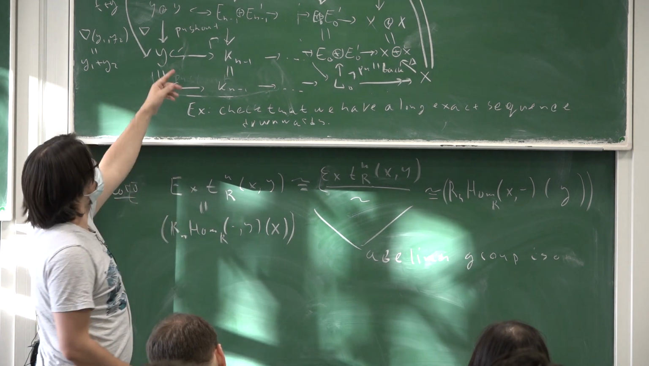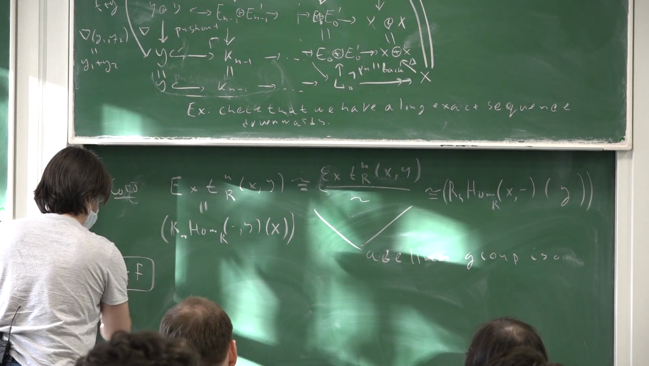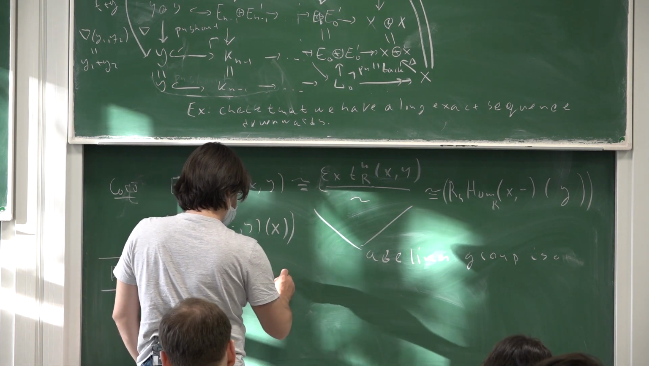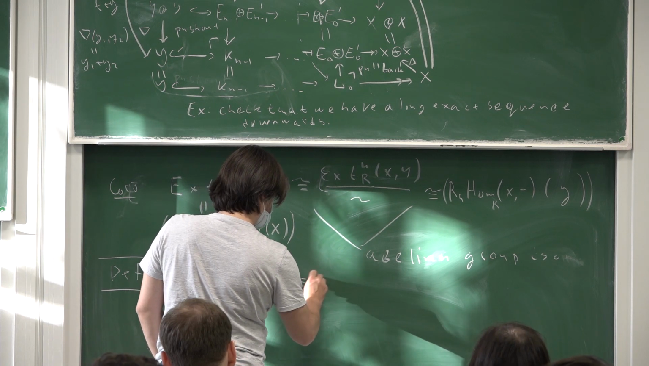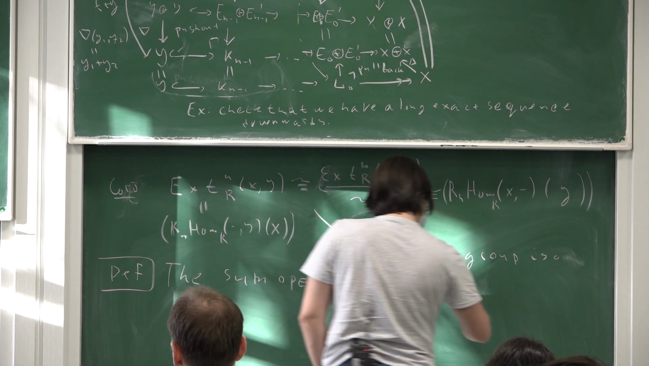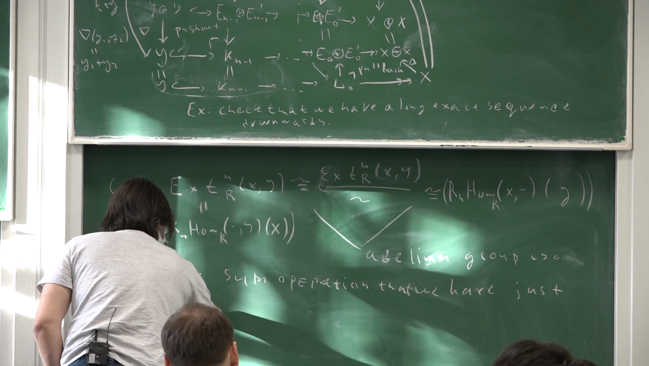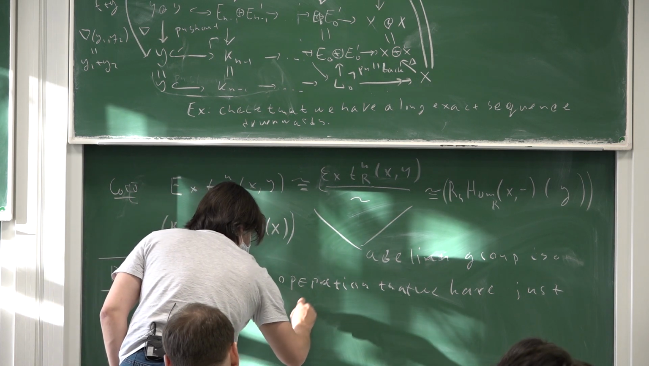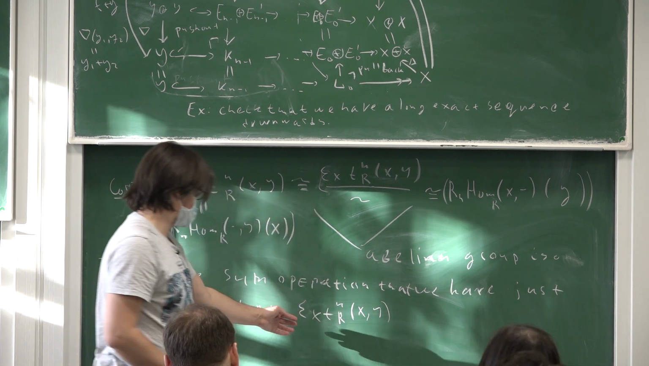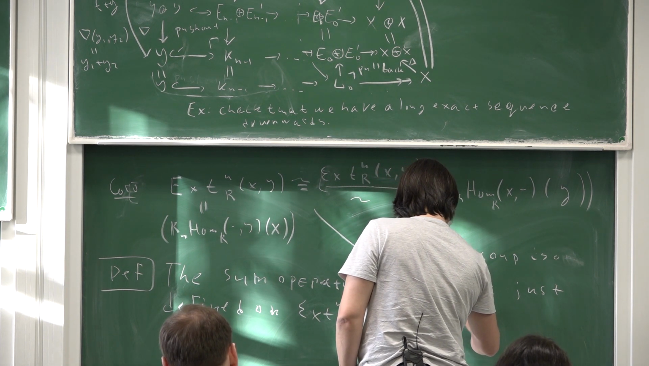And the operation that we have just defined on the extensions, in the sense of long exact sequences, is called Baer sum.